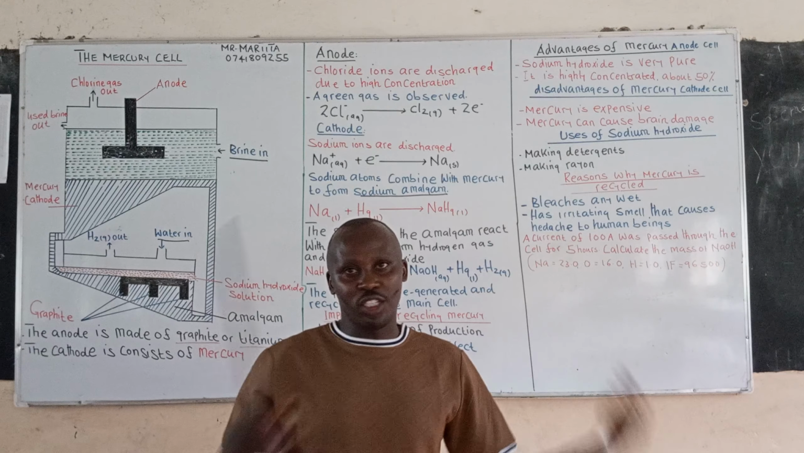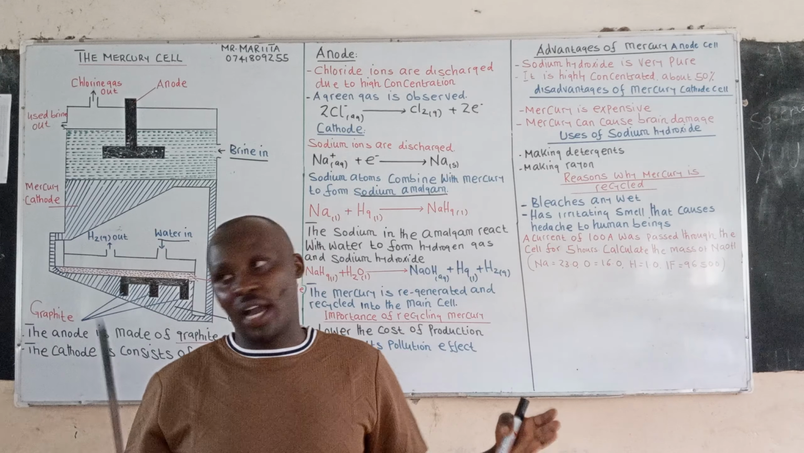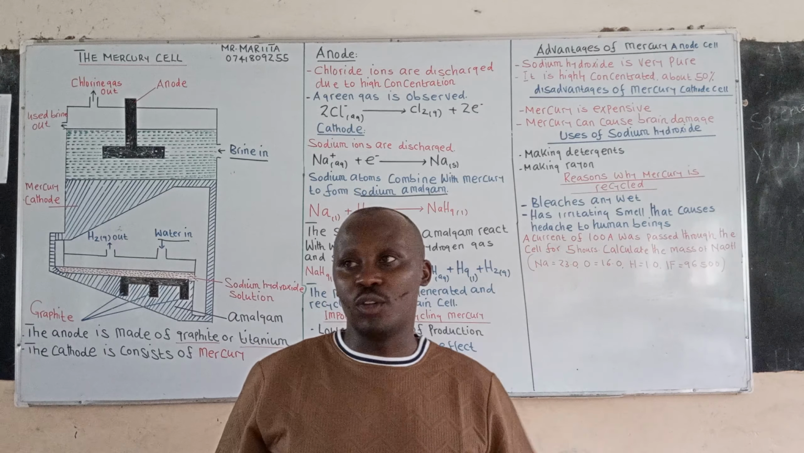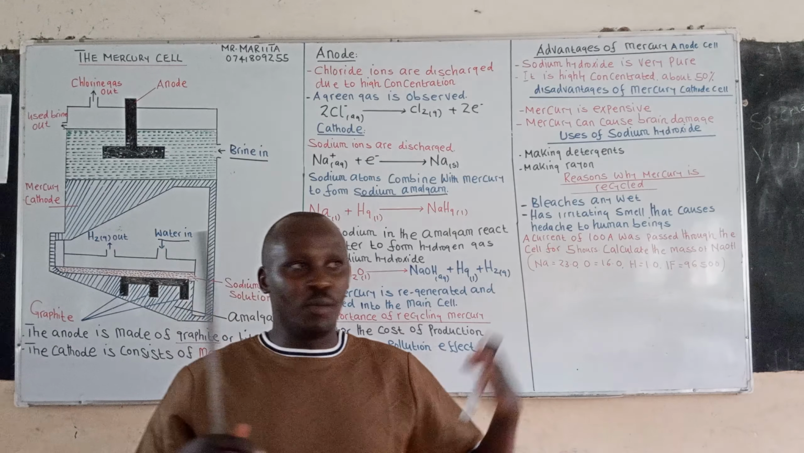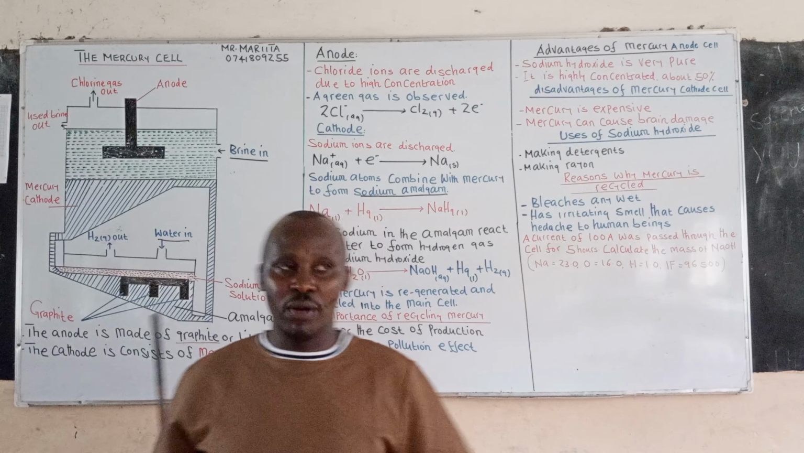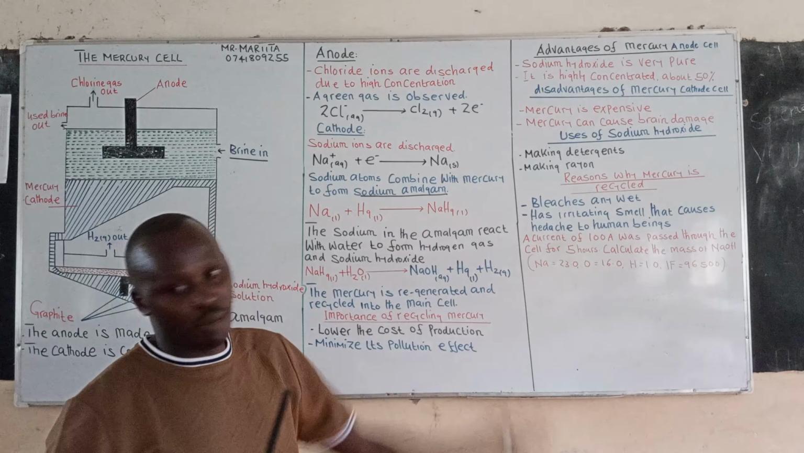Now, uses of the products. We have hydrogen, we have chlorine, and then we have sodium hydroxide. Sometimes you will be required to give some of the uses of each product. For example, what are the uses of this sodium hydroxide?